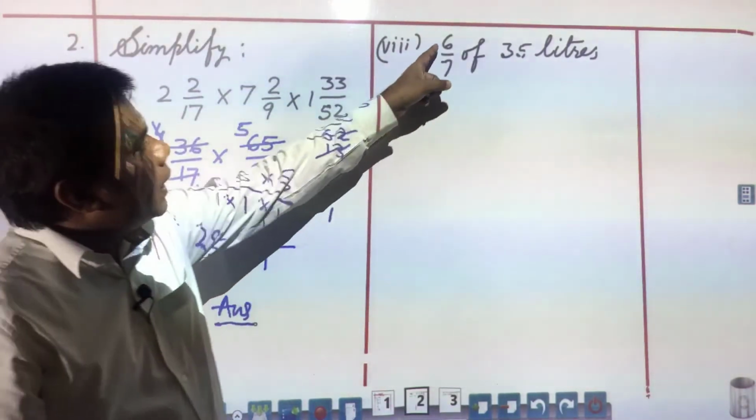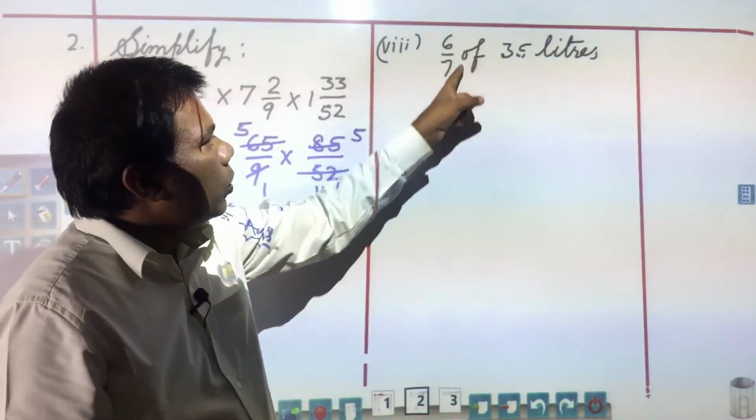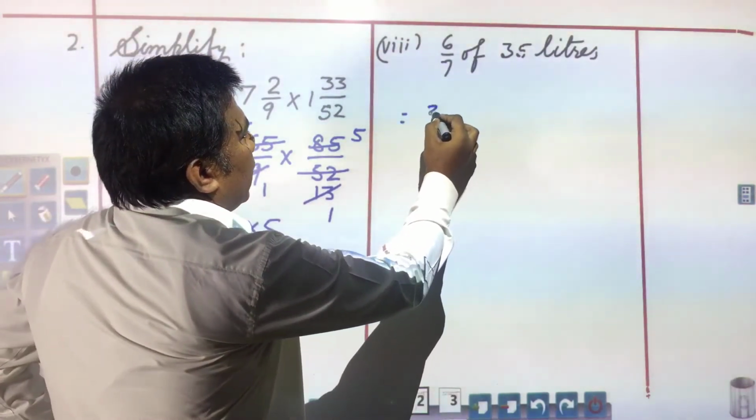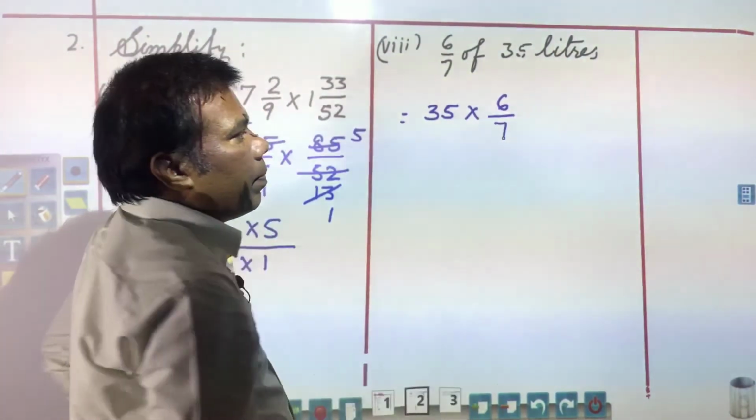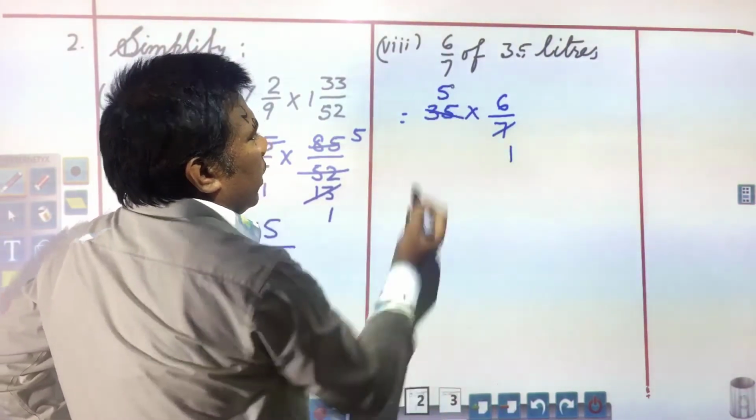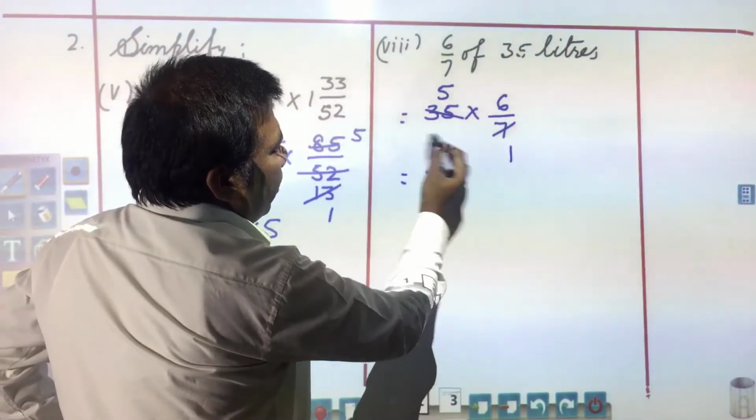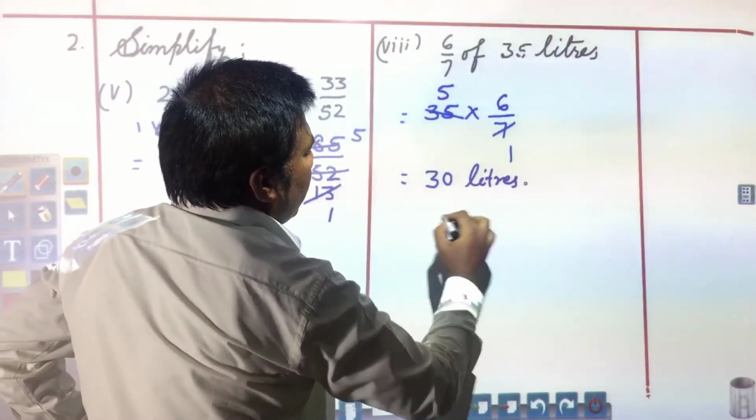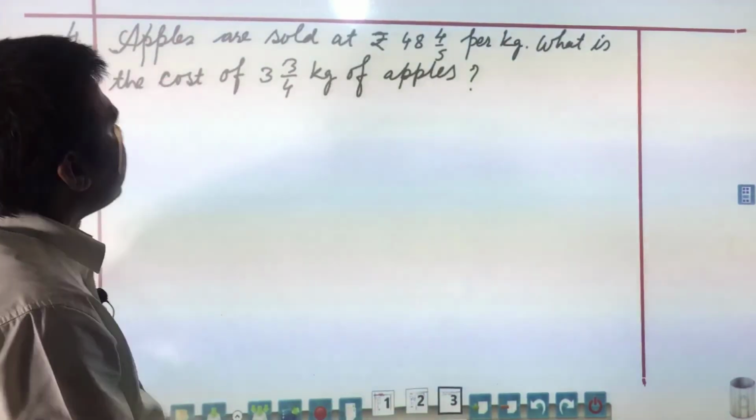Next you see: 6 by 7 of 35 liters. Of, I had told you, is nothing but multiplication. So, this can be written as 35 into 6 by 7. Now, 7 ones are 7, 7 fives are 35, and finally 5 sixes are 30, divided by 1, means 30. So, 30 liters it can be written, and this will be your answer. Next we will see.